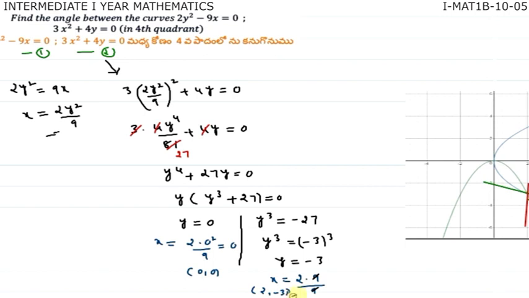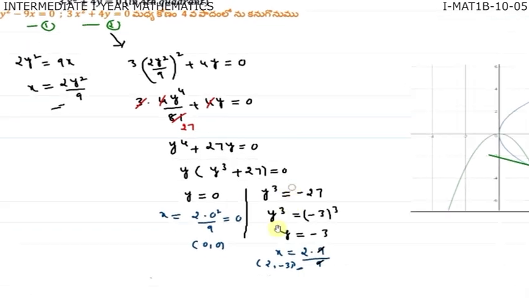This lies in the fourth quadrant. At this particular point, we have to find the angle. For that, differentiate the first curve with respect to x on both sides. What do I get? 2 into y square, derivative is 2y dy by dx, is equal to derivative of 0, which is 0.